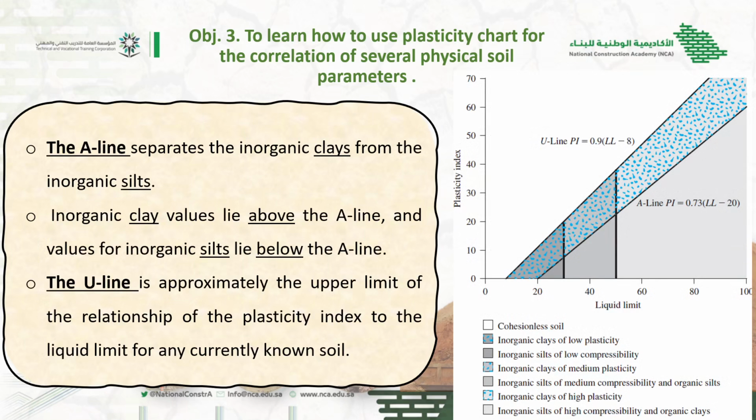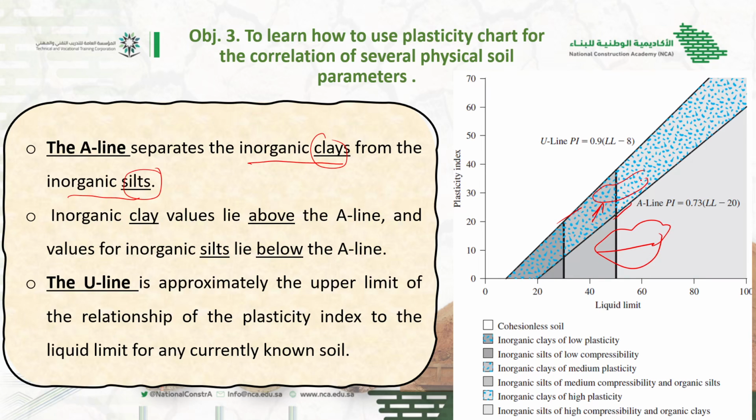Okay, there are two lines. This one is called the A line, and this is the U line. The A line separates inorganic clay from inorganic silt. Both are inorganic, but one is clay and the other is silt. You should memorize this, it is important for the exam. Inorganic clay values lie above the A line. This is the A line. So above the A line, this is called inorganic clay, and below it is called inorganic silt.